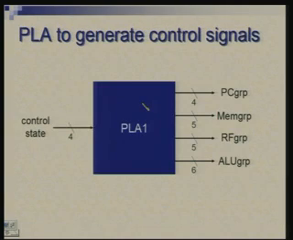So this can be implemented by a PLA, as we have discussed earlier for the single cycle design. This PLA will have 4 inputs coming from the control state, and 4 groups of control signals, a group of 4, a group of 5, another 5 and 6. So altogether 20 signals which go to the data path.